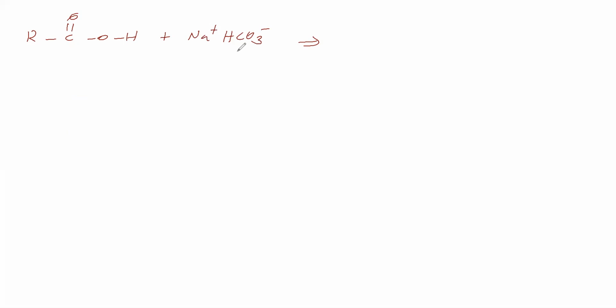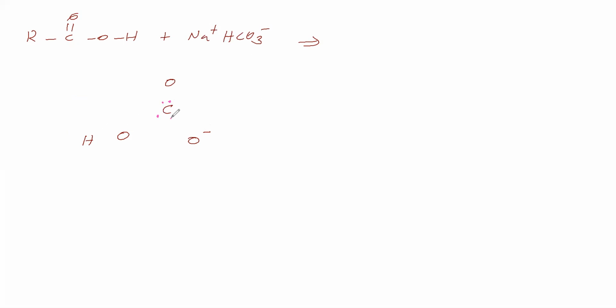Now in the bicarbonate, the central atom is carbon and three oxygen atoms are there. This bicarbonate is an oxy acid, meaning it will have an OH group. Now this minus charge will go to one oxygen. Now we will give electrons. Carbon's group number is 4A.